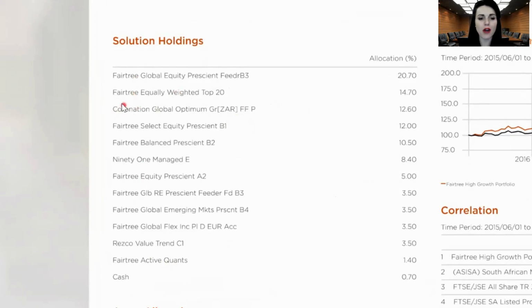Next up will be the holdings within this specific solution, and here you will see the multi-manager approach. We have included Coronation, we have included 91, and we have included Resco. So we want their skills and expertise within a specific area where they do what they do best, and using this to diversify even further and to complement our portfolio. That is why we include them. You will see this is a look-through principle just of all the other Fairtree funds that also form part of this solution. So it is properly diversified and very, very well managed.